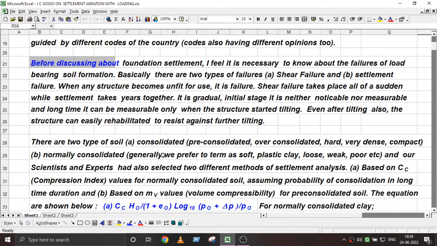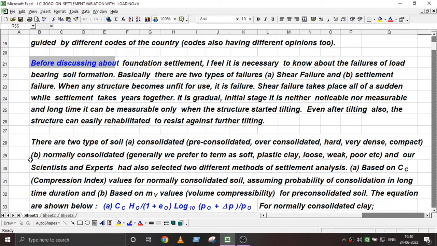In case of settlement also, we have to classify the soil in two types. One is consolidated soil, which we normally term pre-consolidated, over-consolidated, hard, very dense, compact. With these adjectives, we explain the consolidated soil formation. And for normally consolidated, we use terms such as soft, plastic clay, loose, weak. Accordingly, our esteemed scientists and experts have selected two different methods of settlement analysis.